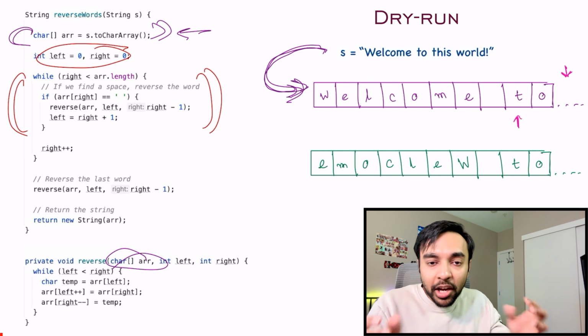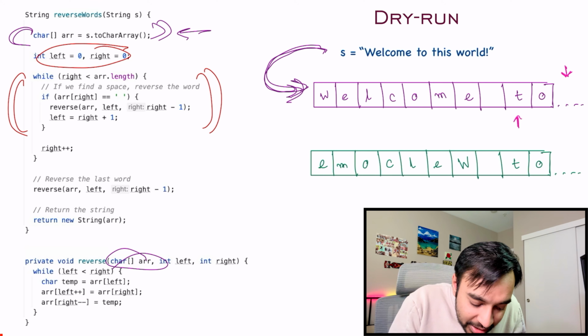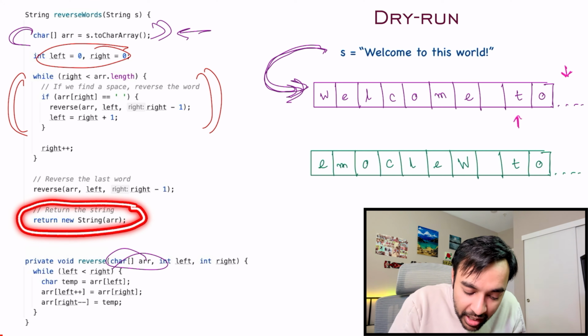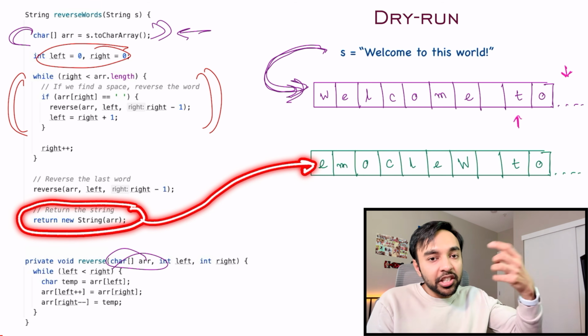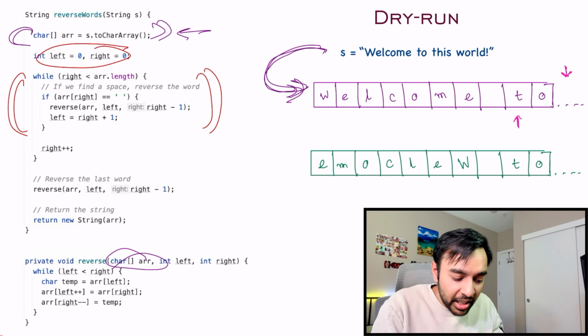And now, once you have reversed each of the word, you will simply return this new string from this array. This function will convert the array back to your string and it will be reversed. I hope I was able to simplify the problem and its solution for you.